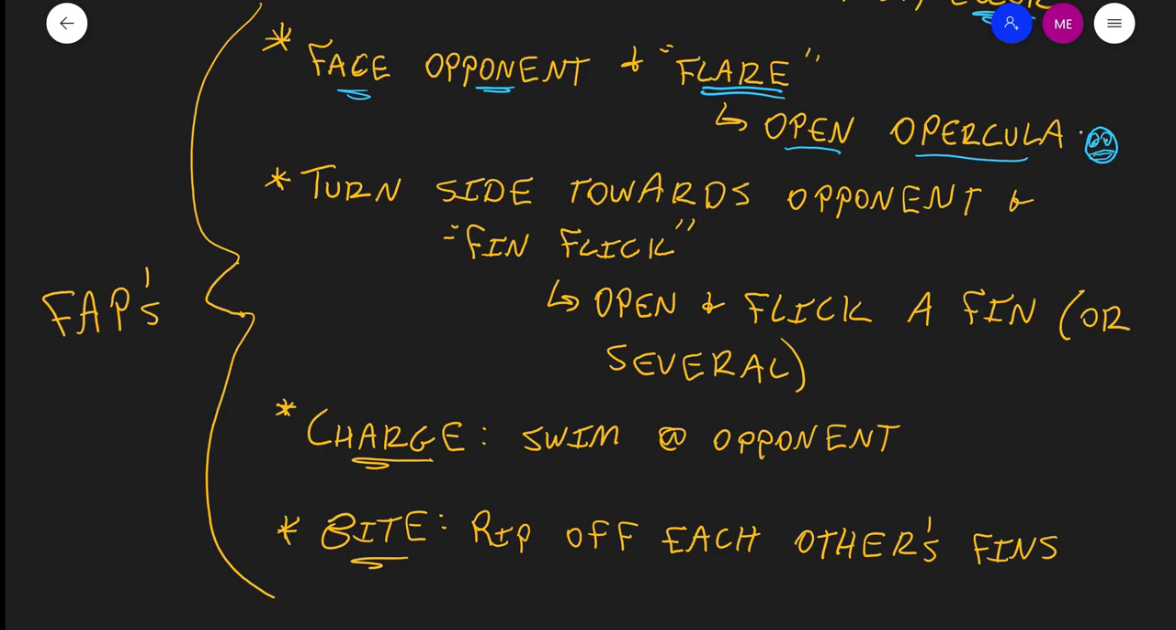There's fish lips. Okay? They will spread their opercula out to the side, so they'll swing them open, and it kind of makes their face look larger. Right?